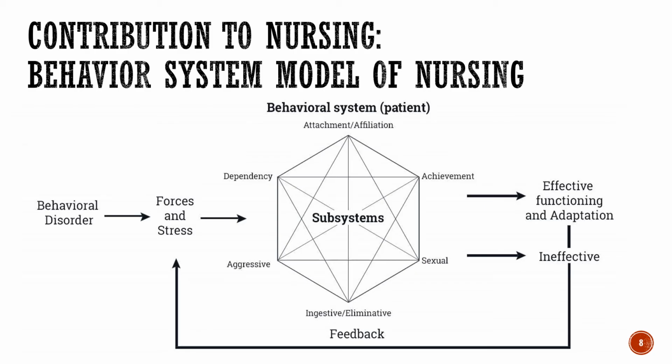This is an illustration of the 7 subsystems that we spoke about. On the left-hand side, you see the behavioral disorder that's associated with the biological illness. And we as nurses help them maintain that equilibrium or that balance of their subsystems in the hopes that they achieve optimal health.